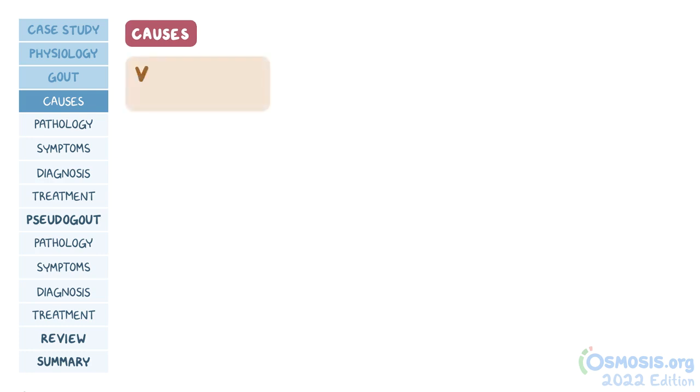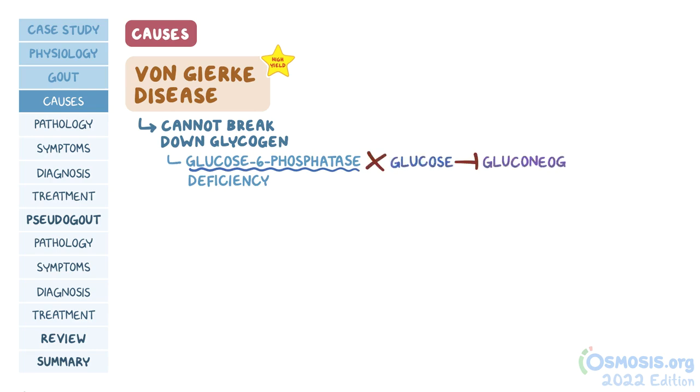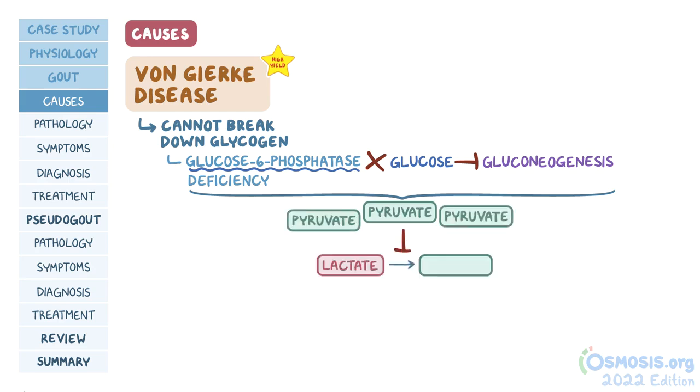A final one is von Gierke disease, a condition in which the body cannot break down glycogen due to glucose 6-phosphatase deficiency. As a result, glucose 6-phosphate can't be converted to glucose, impairing gluconeogenesis, which is the process by which the body produces glucose from non-carbohydrate precursors. This causes pyruvate, a non-carbohydrate precursor, to accumulate, preventing the conversion of lactate into pyruvate. This causes lactate to build up, causing lactic acidosis.